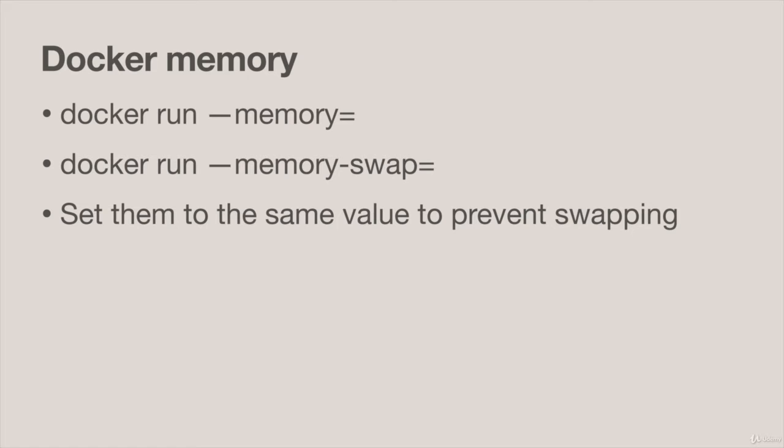Most of the time in production environments, swap will be disabled at the operating system level, so you don't need to worry about it. But if not, you have to set memory swap equal to memory, which essentially disables swap. No one wants a JVM swapping out its heap. It'll make it behave very badly.